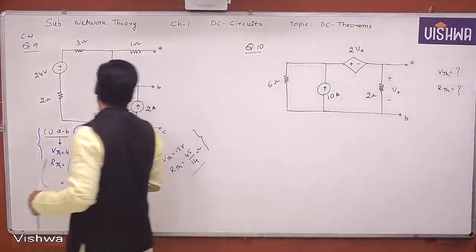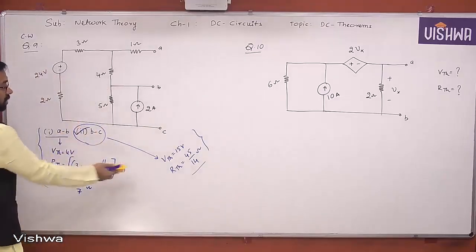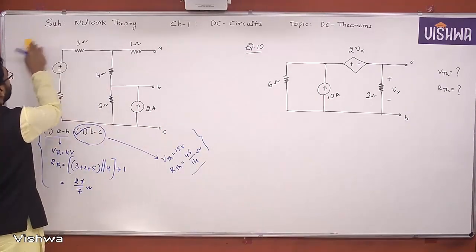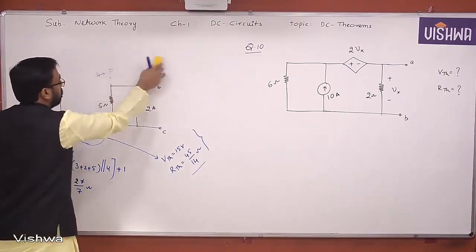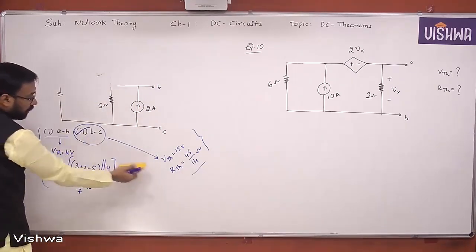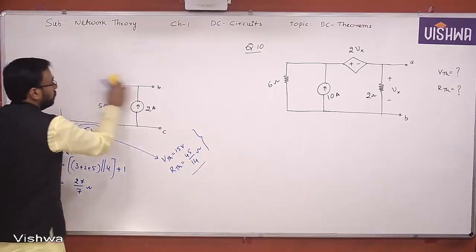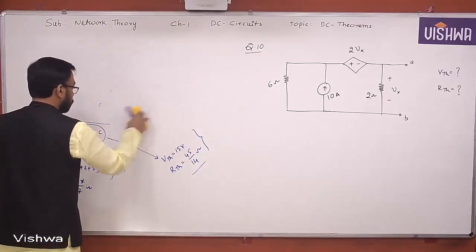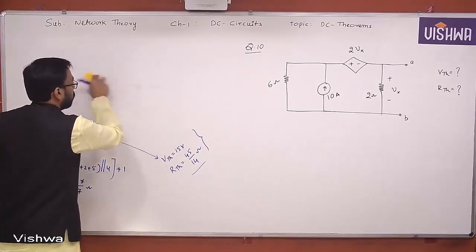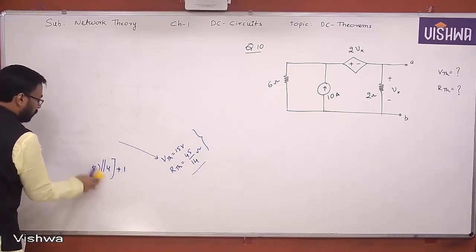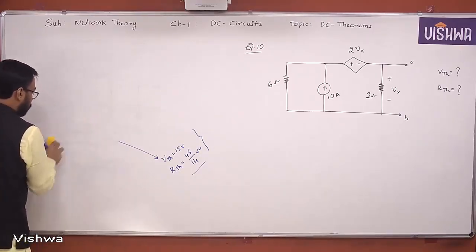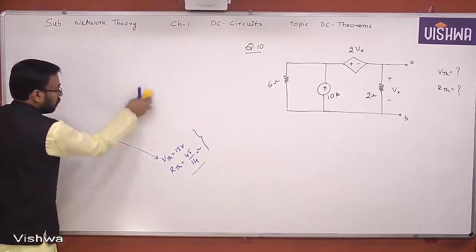So let's move on to question number 10. You already have this, and please note down this answer for question number 9, second question with respect to BC. This is the answer. Clear?